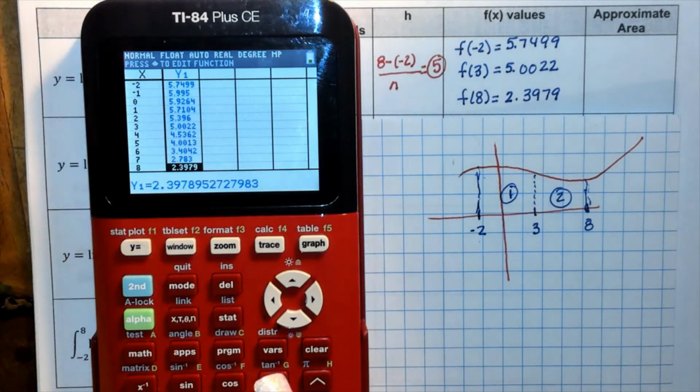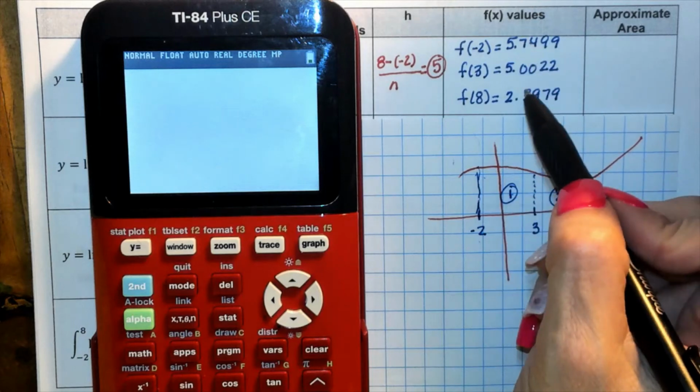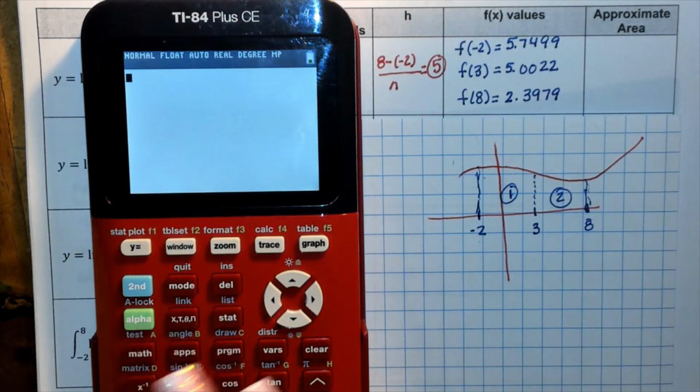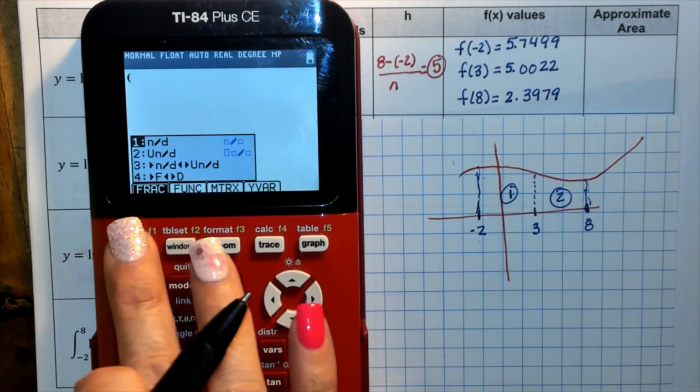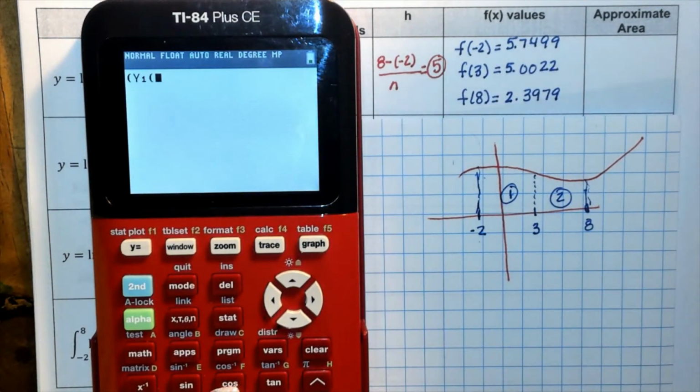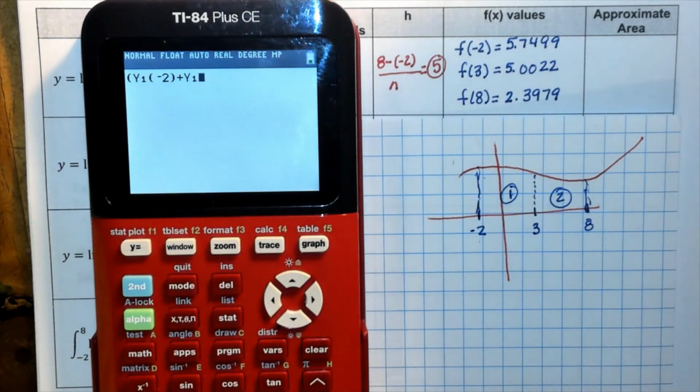Okay, so remember our formula. Second, quit. Clear this out. We're going to take the first one and the last one. We're going to add them together. So again, you can do one of two things. If you don't want to write it out, you can do alpha y equals y bars, and you could say f of -2 plus alpha y equals y bars, f of 8, parenthesis, parenthesis, plus 2 times, and then f of 3, alpha y equals y bars, parenthesis.